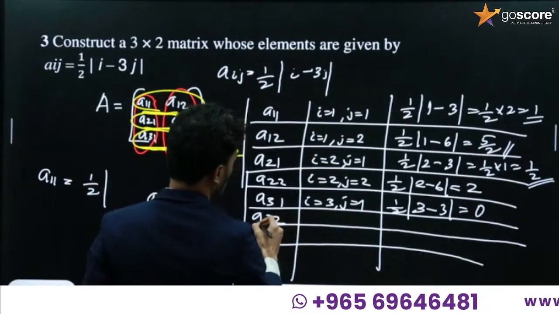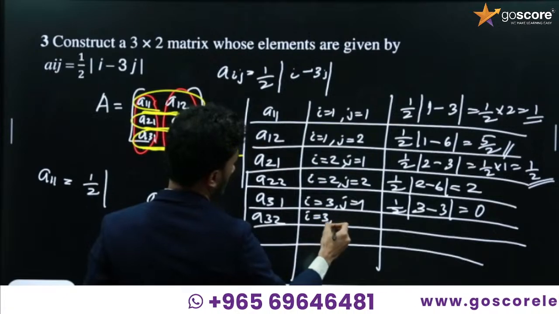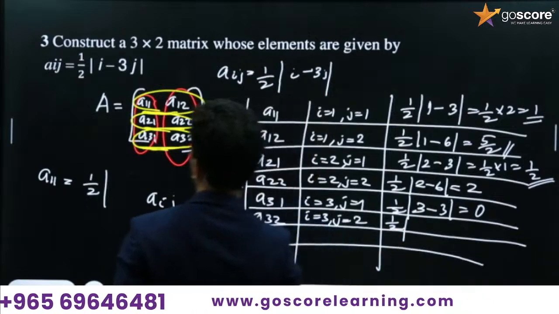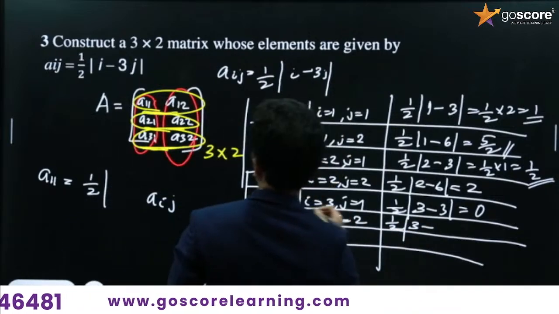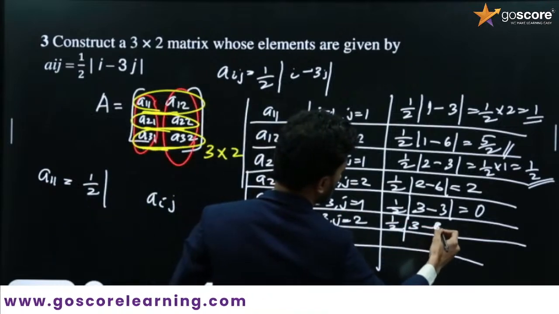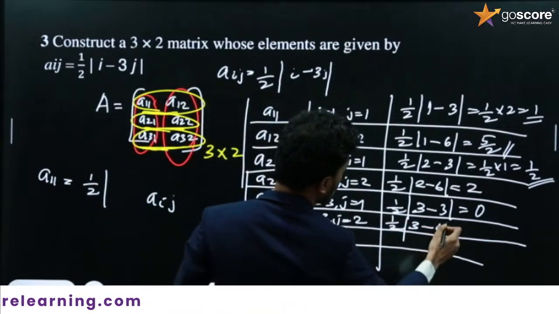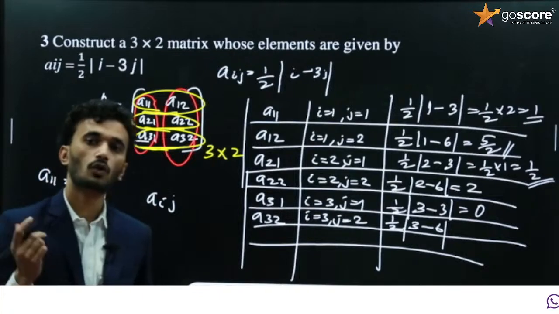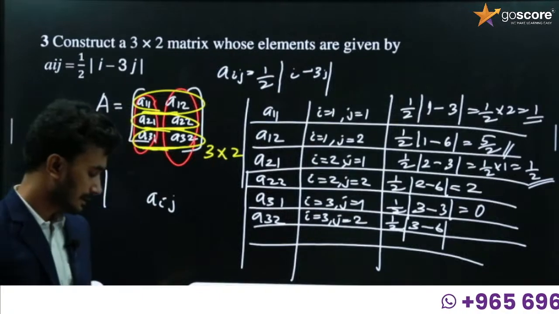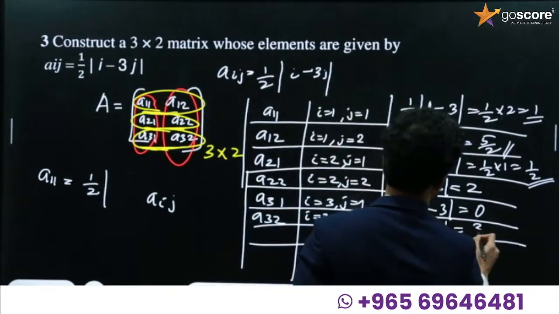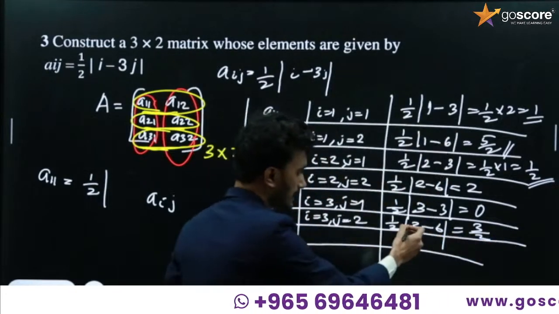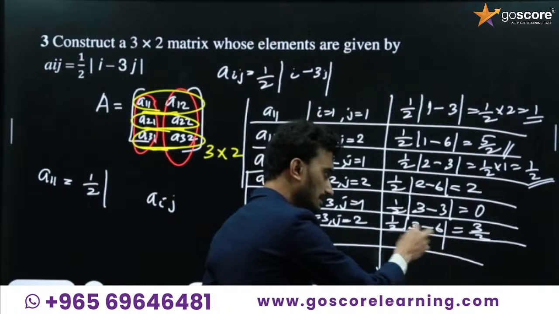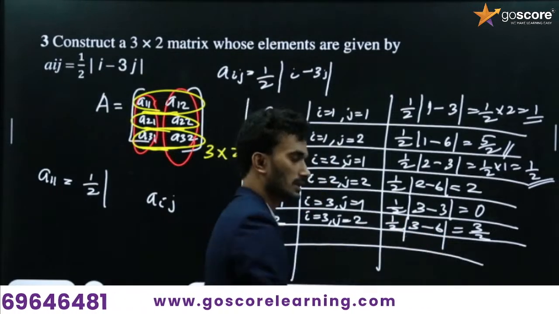Then A32. i is equal to 3 and j is equal to 2. So 1 by 2 into |3 minus 3 into 2|. 3 into 2 is 6. What is 3 minus 6? 3 minus 6 is minus 3. The modulus of minus 3 is 3, then it is 3 by 2. Or 1 by 2 into 3 is 3 by 2.